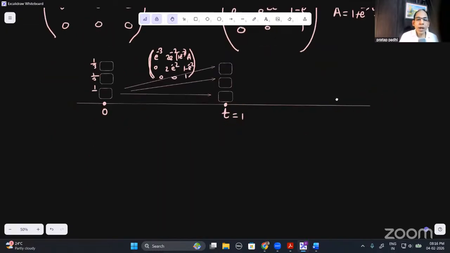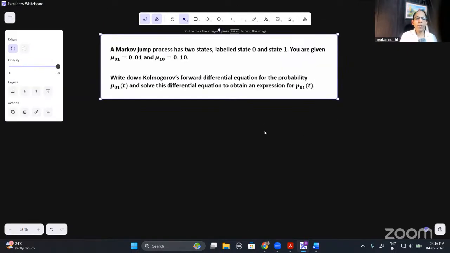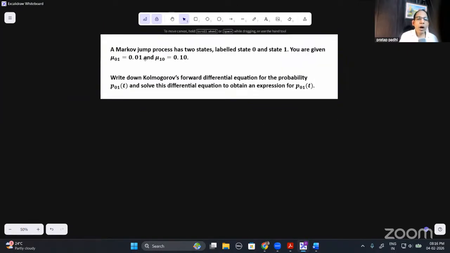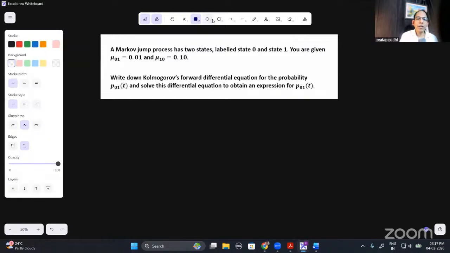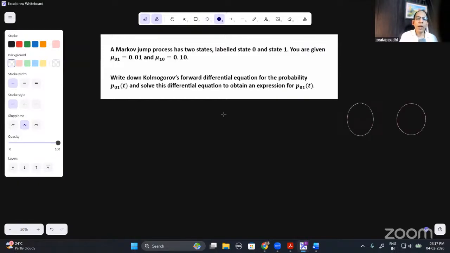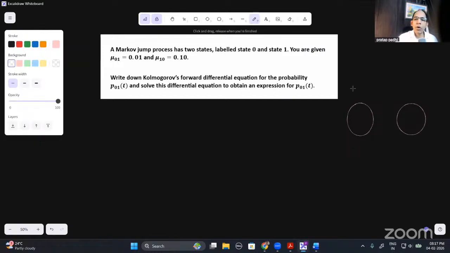Now, I will go to another problem. The second problem. This one here is the example. It says a Markov jump process has 2 states. The states are 0 and 1. And these are given, 0.01 and 0.10. So if I write this, there are only 2 states: unemployed and employed. So people are unemployed and people are employed. These are the 2 states, 0 and 1.